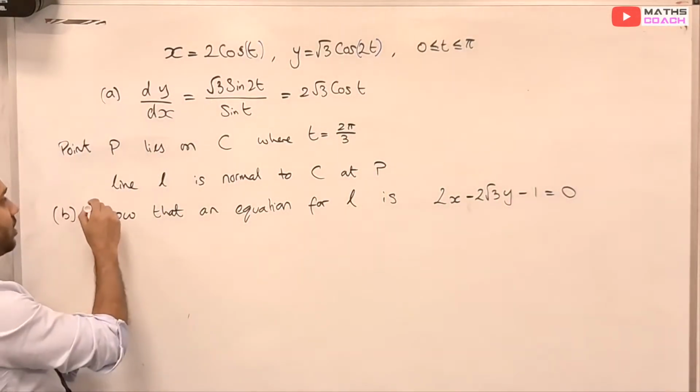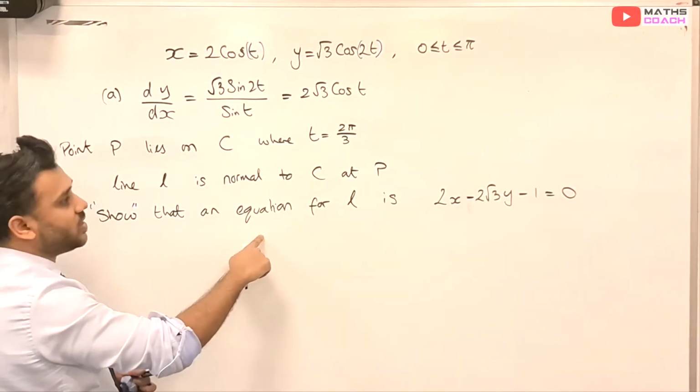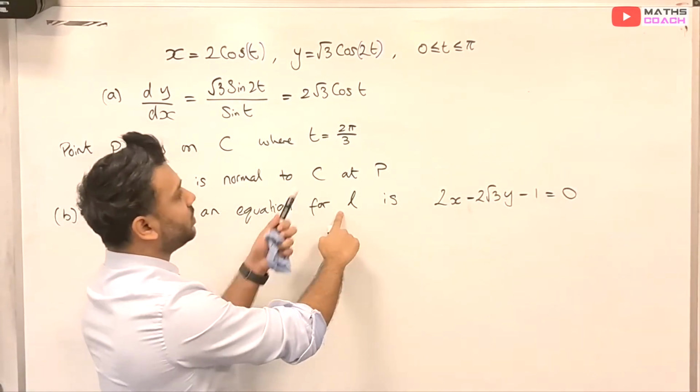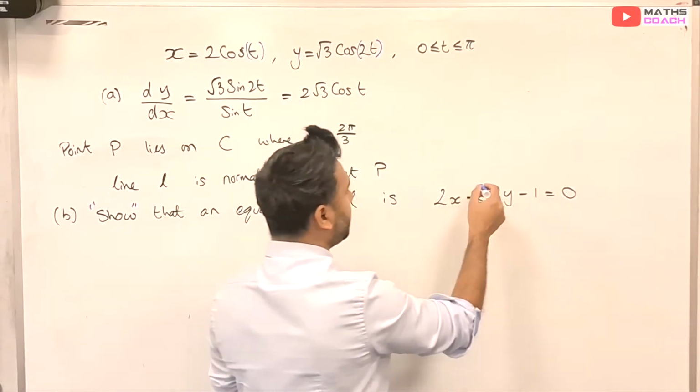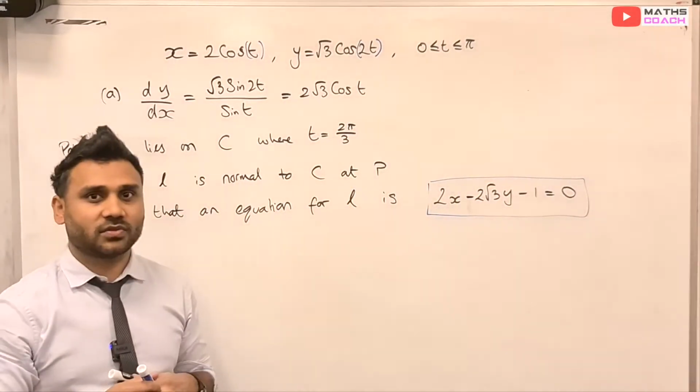Again, you must show all the steps in your working out. Show that the equation of this line, which is normal to the curve at P, is given by this standard form for the equation of a straight line.